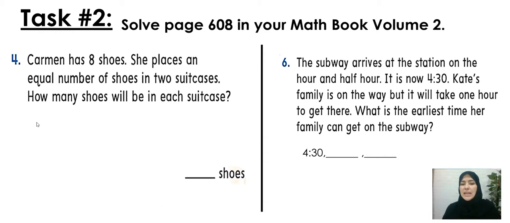Number 6, the subway arrives at the station on the hour and half hour. It is now 4:30 or half past 4. Kate's family is on the way, but it will take 1 hour to get there. What is the earliest time her family can get on the subway?